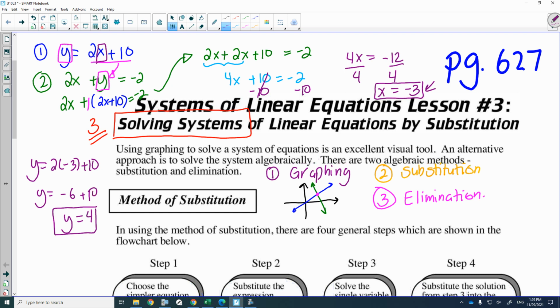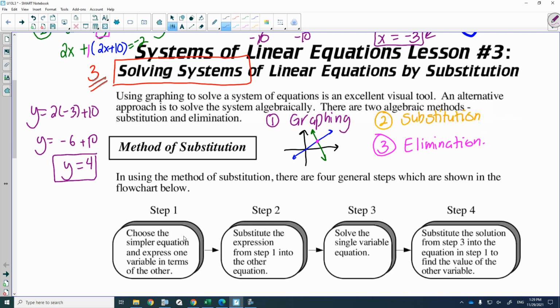And that would be the solution. Your x is negative 3 and your y is 4. Let's look at the first class example.